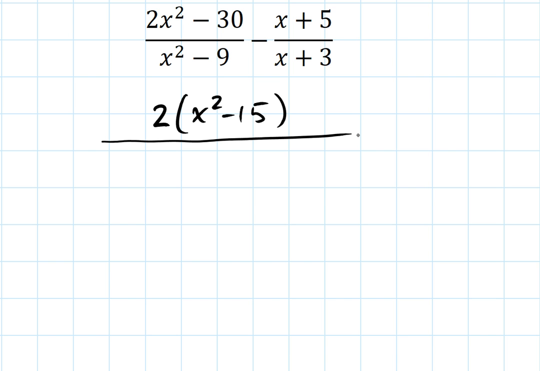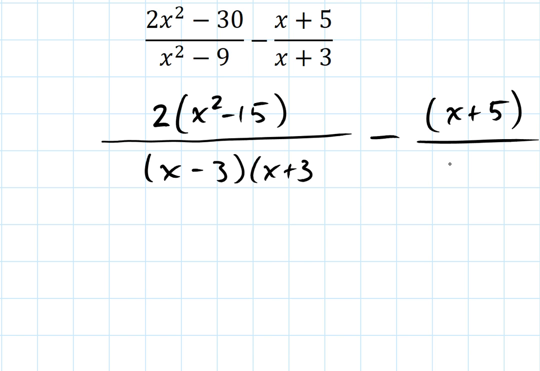The denominator here is the difference of squares. So I've got an x minus 3 times an x plus 3. And I'm going to be subtracting x plus 5 over x plus 3.